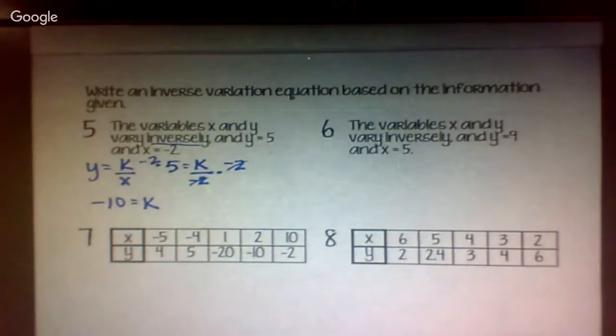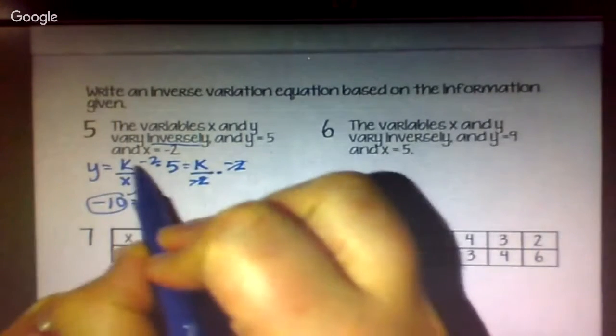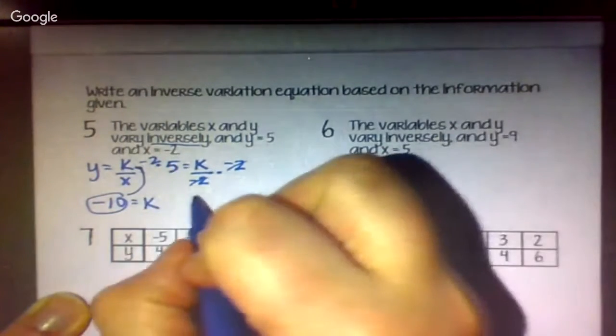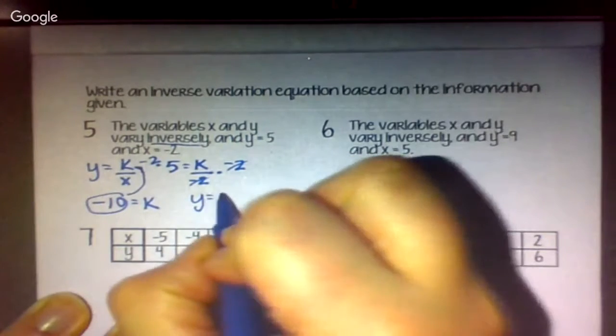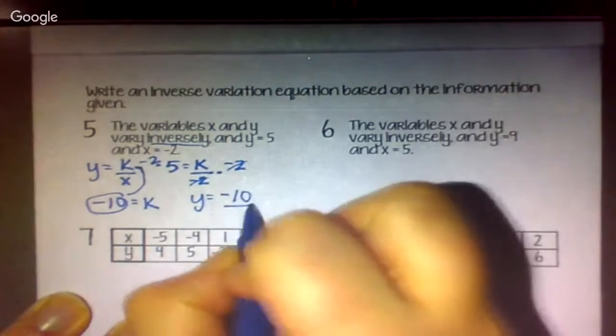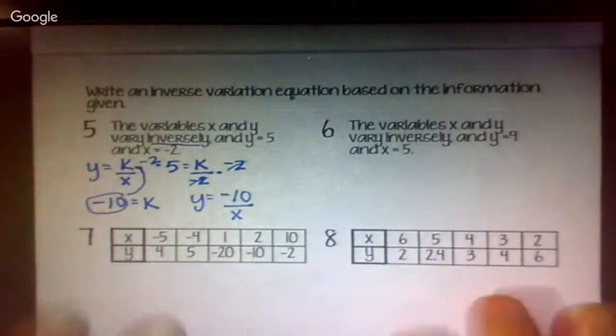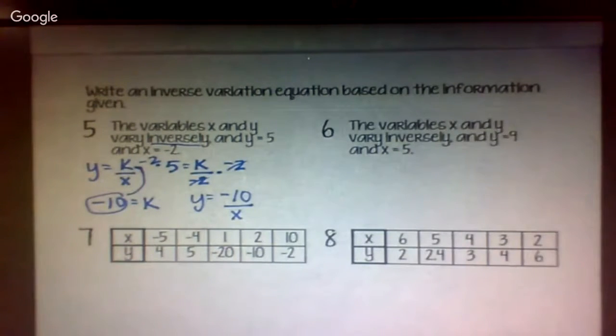So then your final step is to take this and plug it in for K and write your equation. So your final equation is y equals -10 divided by X. And then if they tell you when y is 2, find your X, you can plug in and solve from your equation. Your thing is, though, you have to create your equation first before you can solve.